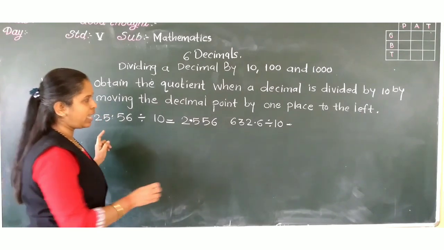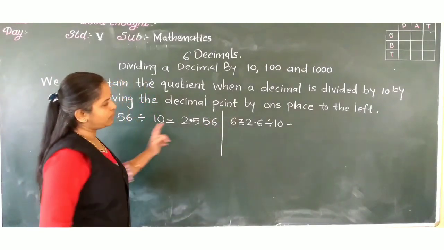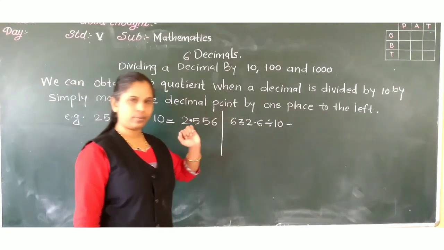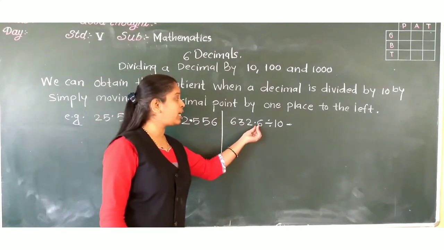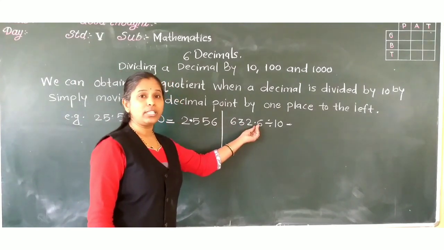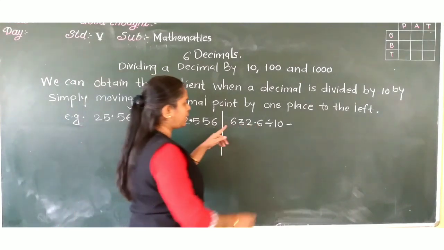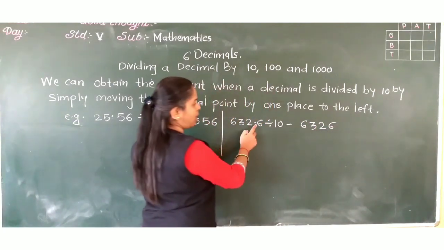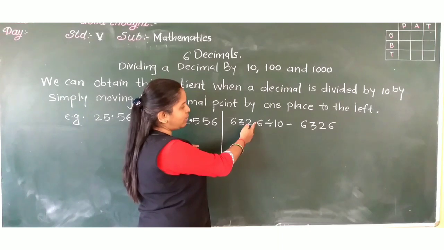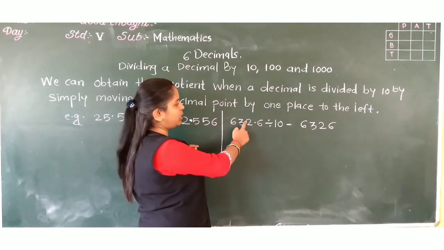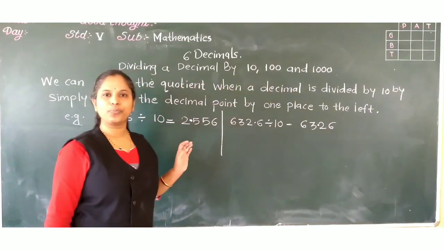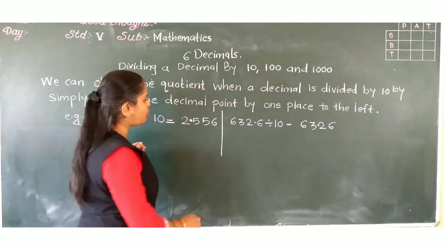This is the example. Now here also see. 632.6 divided by 10. We have to shift the decimal one place to the left side. That is, write this number as it is. At first it is here. So by one place it will shift. Means it will be here. That is 63.26. Follow? Now, suppose it is like that.